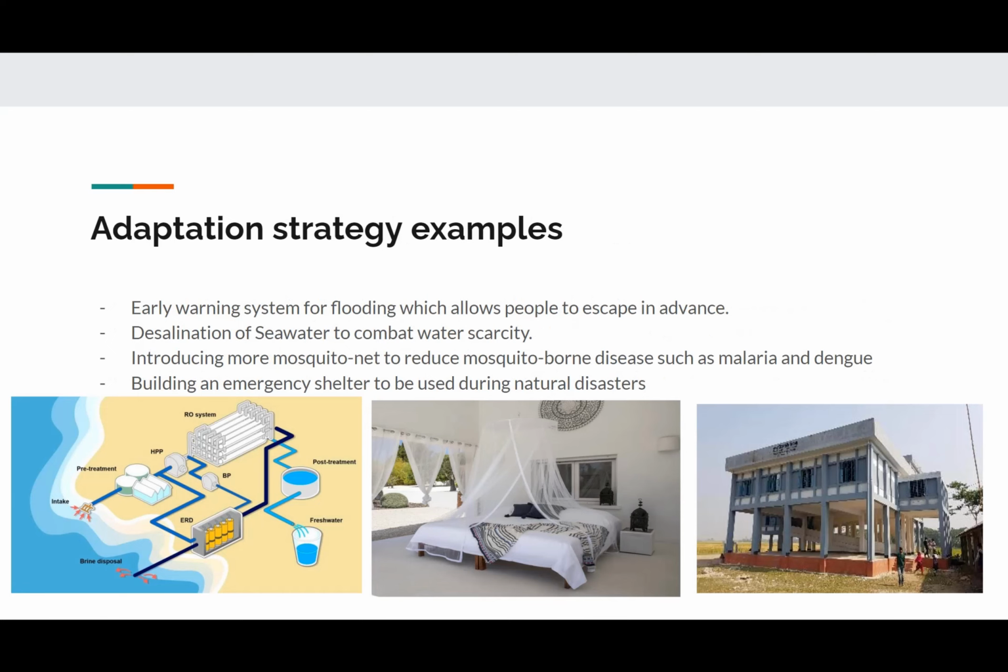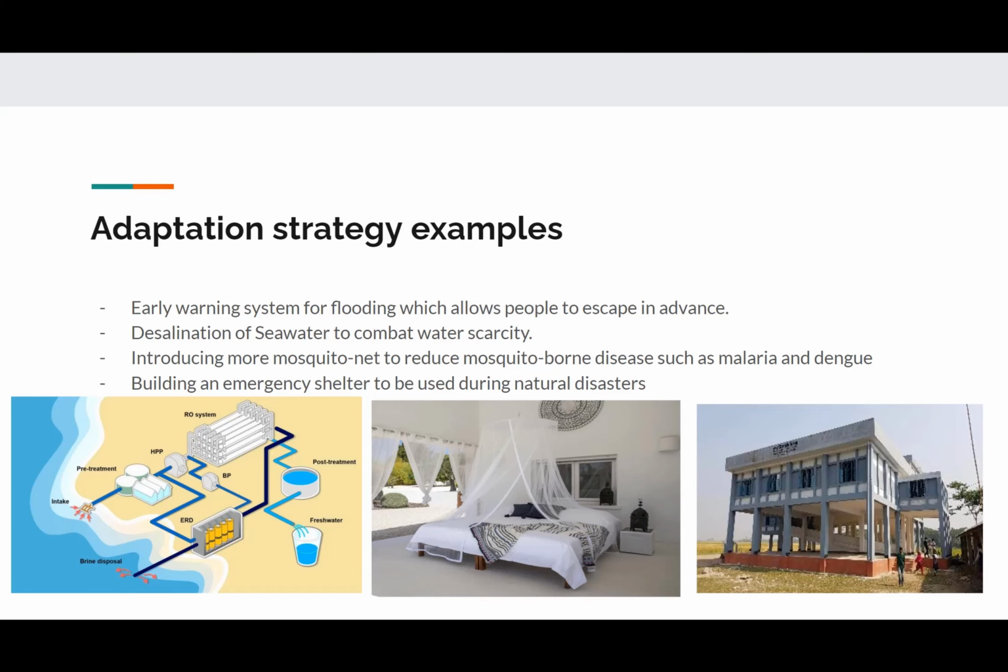So let me explain some examples of the adaptation strategy. For example, an early warning system for flooding allows people to escape in advance before the flood inundates their houses and properties. And desalination of seawater can reduce the impact of water scarcity, and introducing more mosquito nets reduces mosquito-borne diseases such as malaria and dengue, and building emergency shelters which are used during natural disasters can be helpful in reducing the damage.